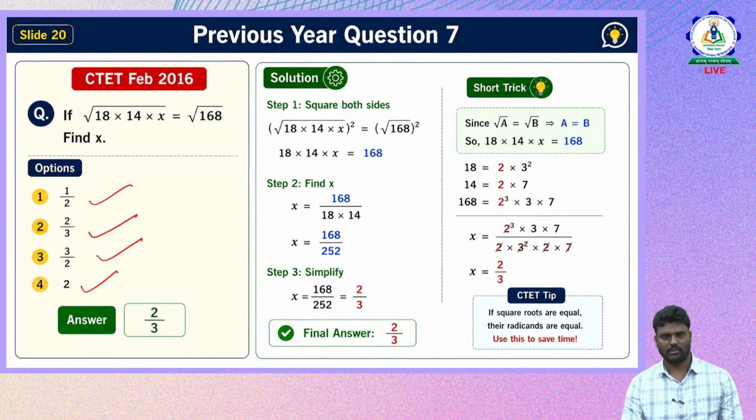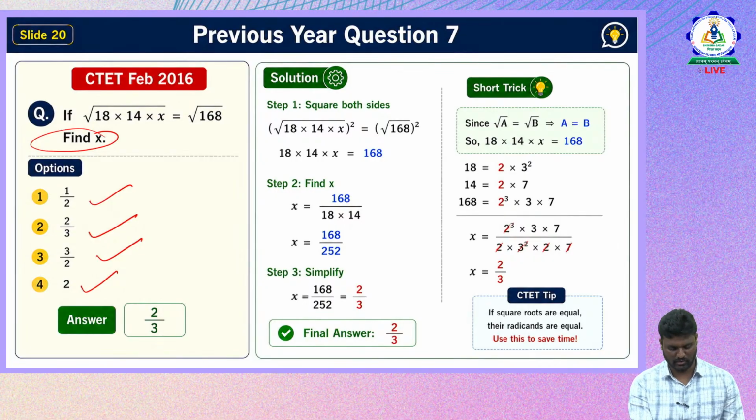Let us see that. Square both the sides. We need to find the x value, not the square value. Since they are given in the form of square roots, we try to remove the squares here, so square both sides. If you square both sides, what will happen? This will get cancelled. So now 18 into 14 into x is equal to 168.